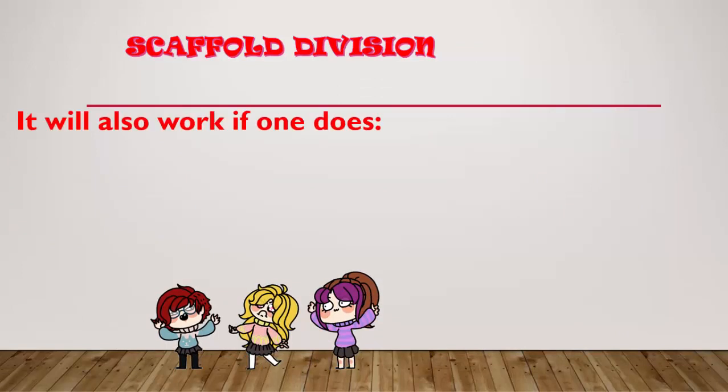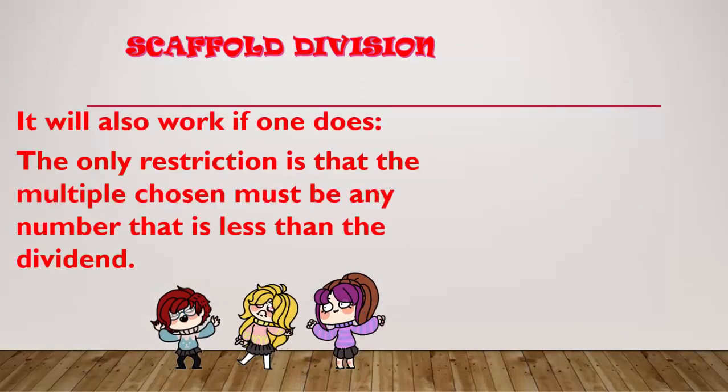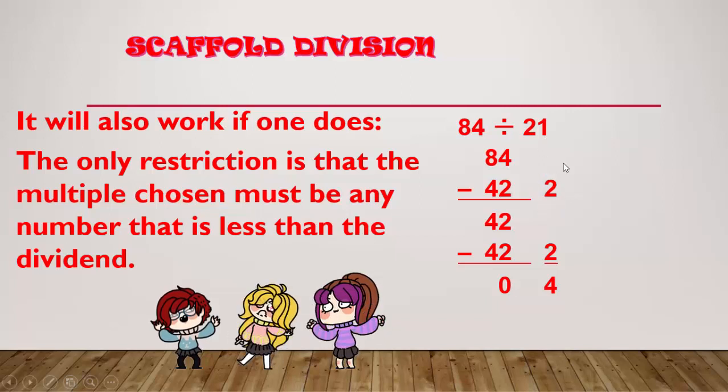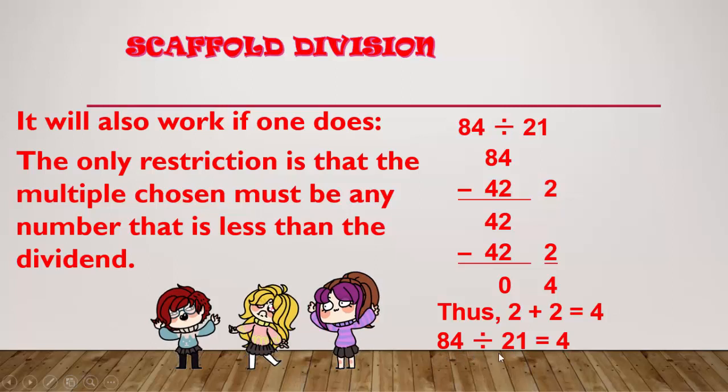Alternatively, you don't have to choose 3. You can choose other numbers. The only restriction is that the multiple chosen must be any number less than the dividend. For example, we can choose 2. So 84 divided by 21, well, if we multiply 21 by 2, we get 42. And then we subtract off 42. And then if we multiply 21 by 2 again, we get 42. We subtract 42 from 42, we get 0. We then add 2 plus 2 and we get 4. Thus, 84 divided by 21 is equal to 4.